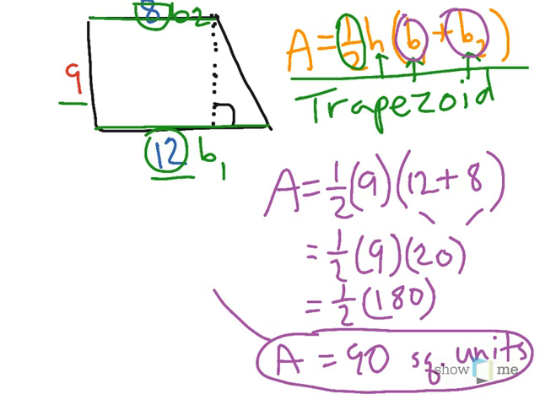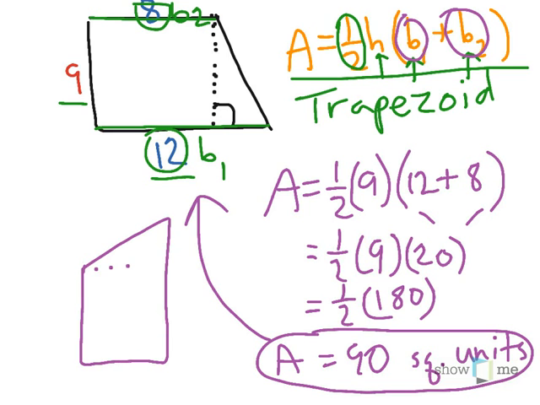Be aware that sometimes you could have a picture like this, and it's turned sideways. That doesn't change how you calculate it. It's still the same formula. It's just now this would be base 1, this would be base 2, and this would be my height. Okay? You can always take these things and flip them around and turn them whatever way makes it easiest for you to see those measurements.